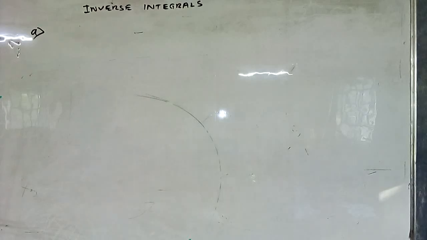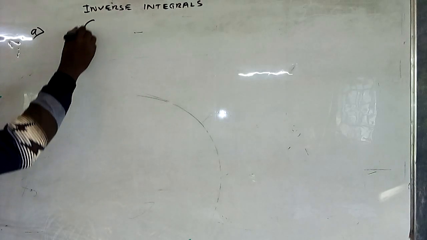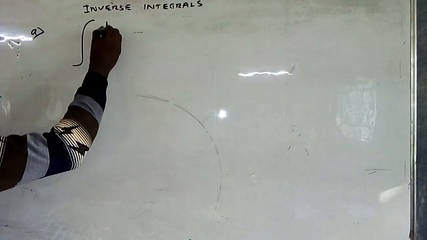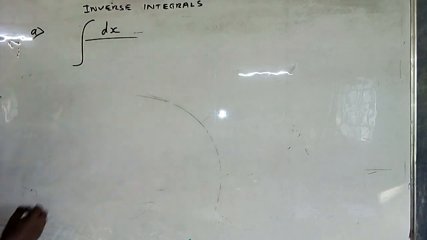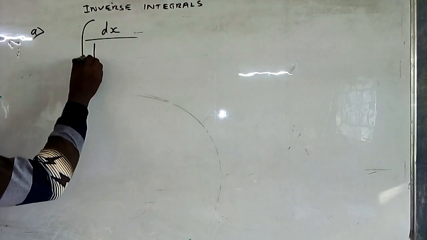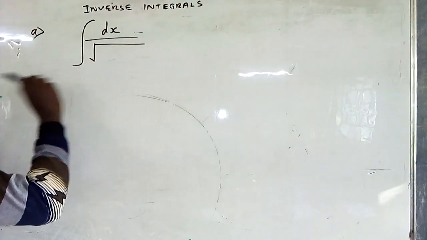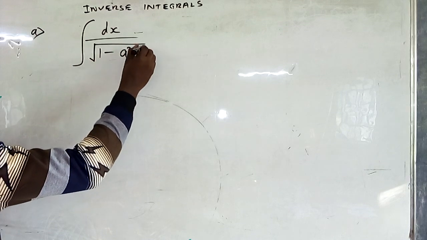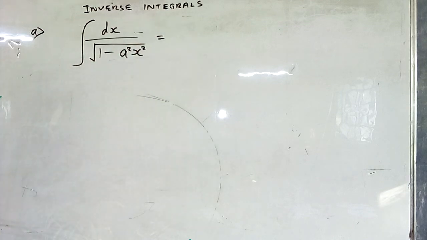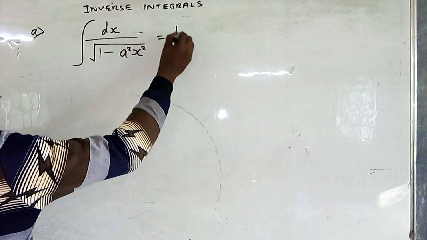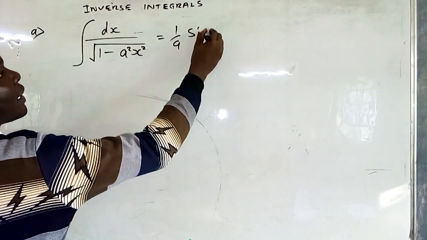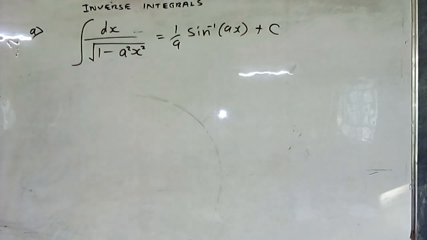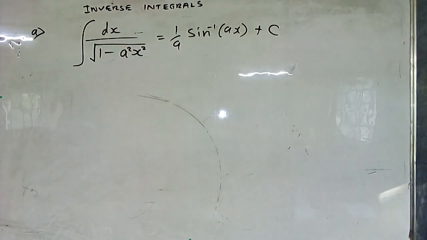One, we start with the trigonometry. So if you have the integral of dx over square root of 1 minus a squared x squared, then you are supposed to get 1 over a sine inverse of ax, of course, plus your arbitrary integration constant.